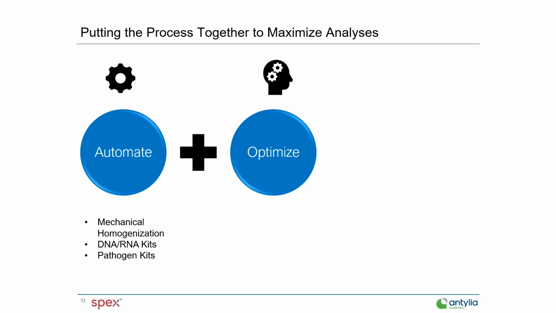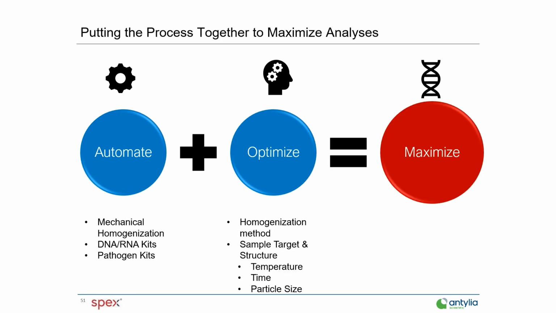You want to optimize those processes so that you get the right homogenization method for your sample target and the structure of your sample. And you also want to be cognizant of the temperature, the time, and the particle size, because as we saw, those can actually have an effect depending on what your final process is going to be. If you're going to be doing PCR or plating or ELISA, you're going to want to know what the temperature, the time, and the particle size are, and if those are going to affect your final outcome. All of this creates a maximized process in which for you to do your molecular biological work.